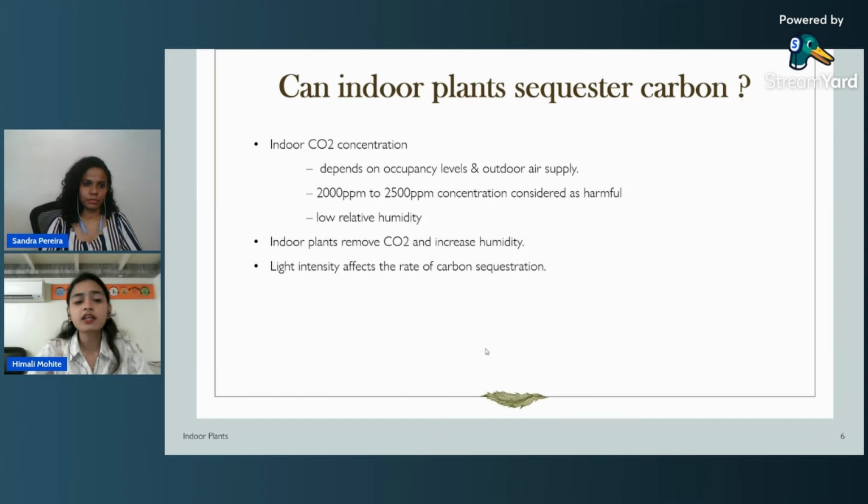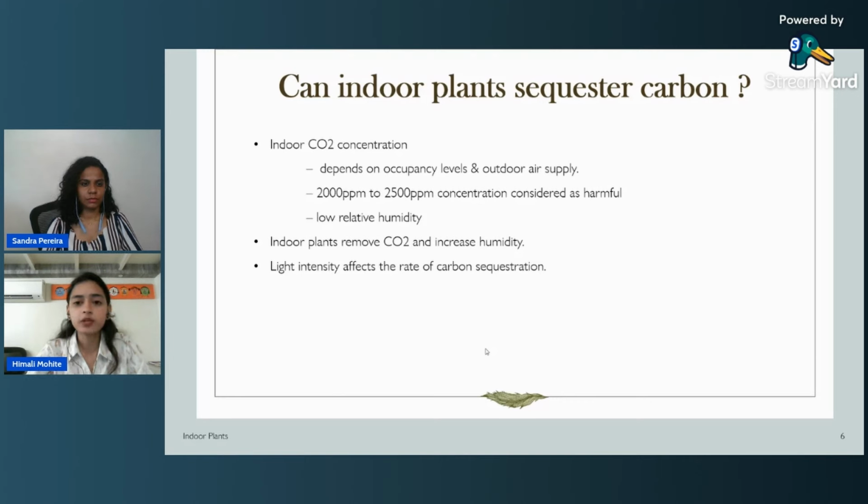And another challenge to indoor air quality is low relative humidity. Humidity means the moisture content of that room. So it is also observed that relative humidity up to 10 to 30% is considered to have harmful effects on the health. Like it can cause dryness of eyes, itchiness of the skin. So these can be tackled with the use of indoor plants.